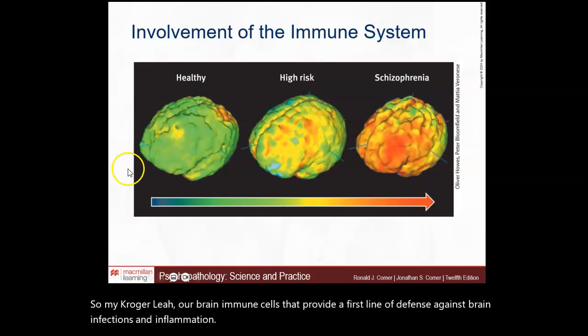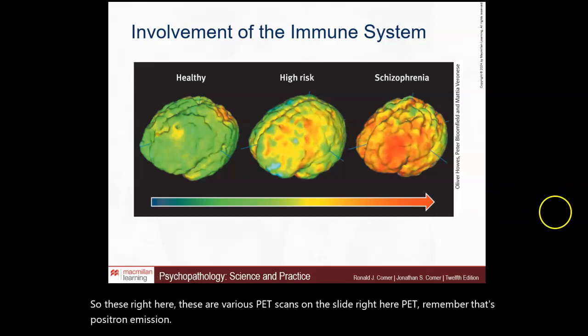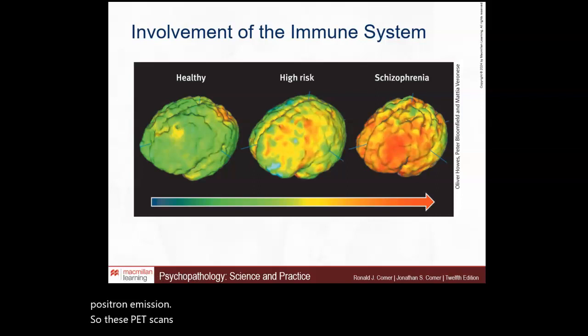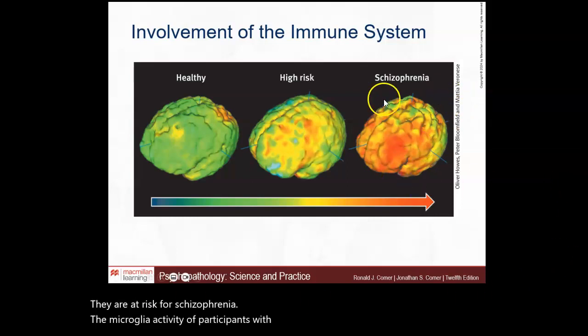These right here are various PET scans on the slide. PET, remember, is positron emission technology. So these PET scans show that the microglia activity, which is the orange sections here, they are at risk for schizophrenia. The microglia activity of participants with schizophrenia is higher than average.